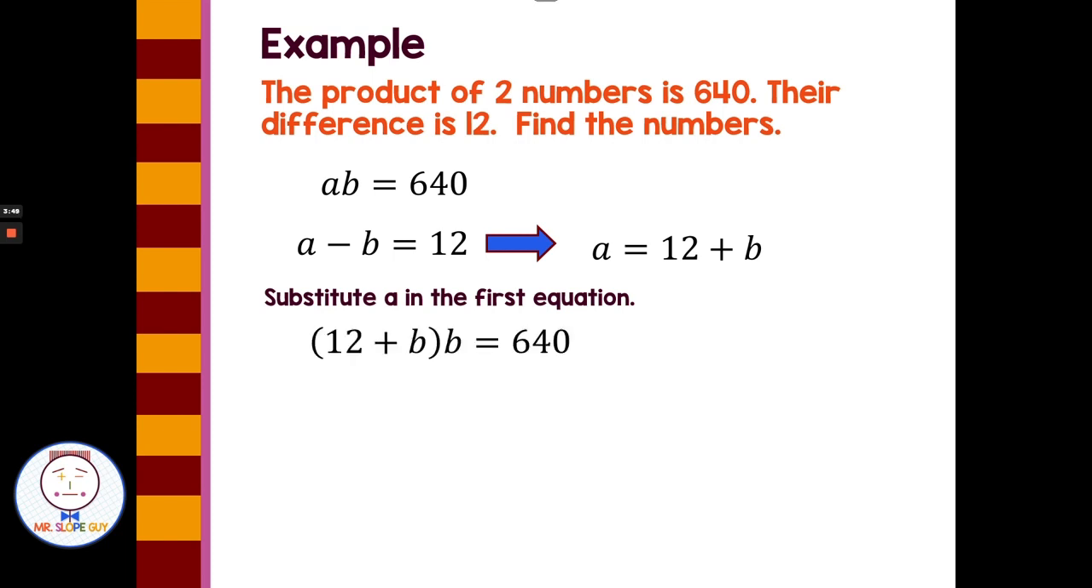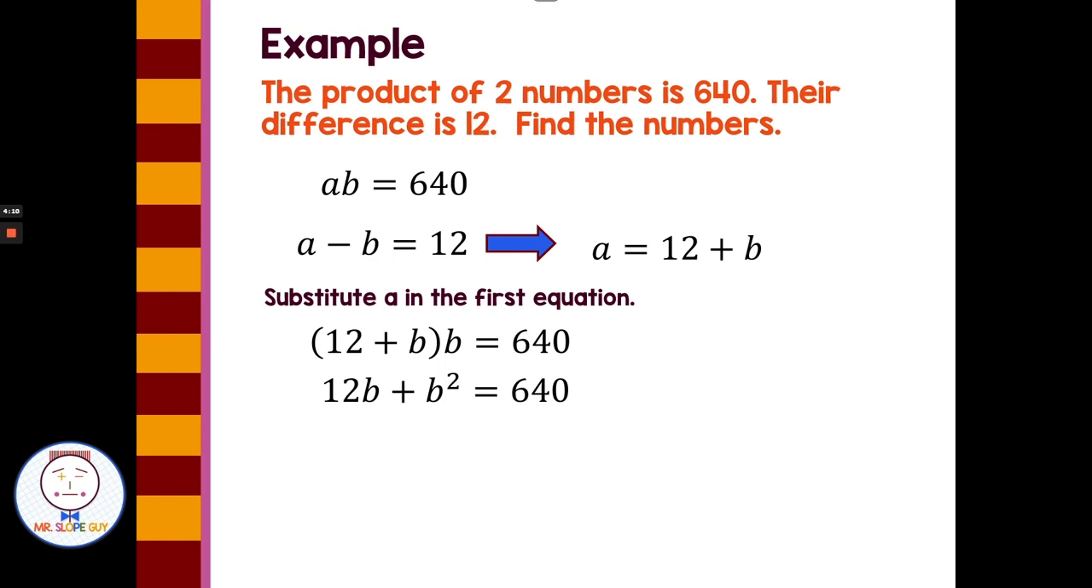And now my equation is 12 plus B times B is 640. And that gives me an equation with just the variable B. Then if I distribute the B, I would get 12B plus B squared equals 640. Then I notice I have a quadratic. I have a squared term of B squared.